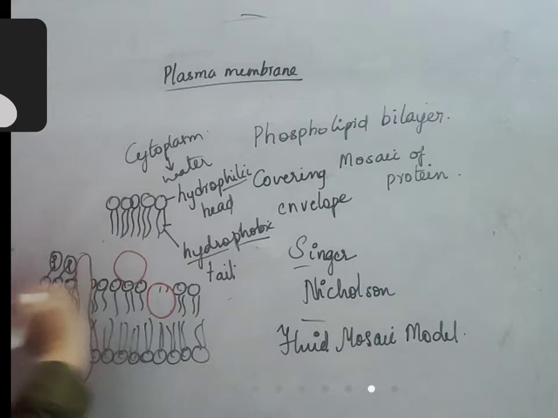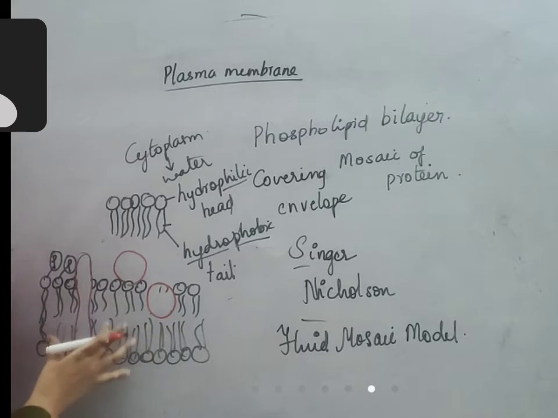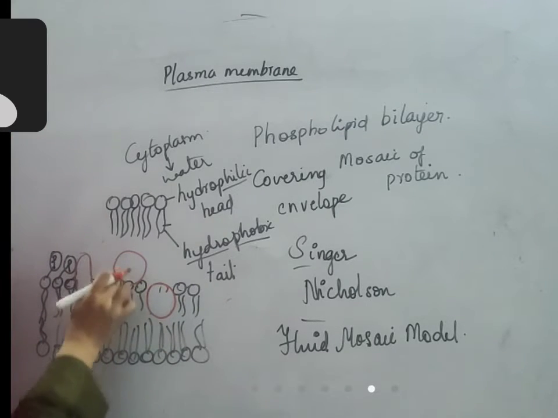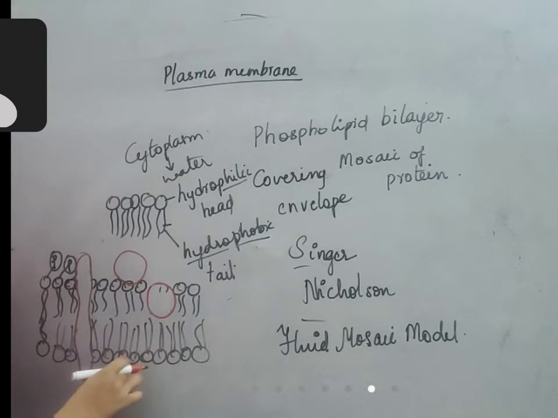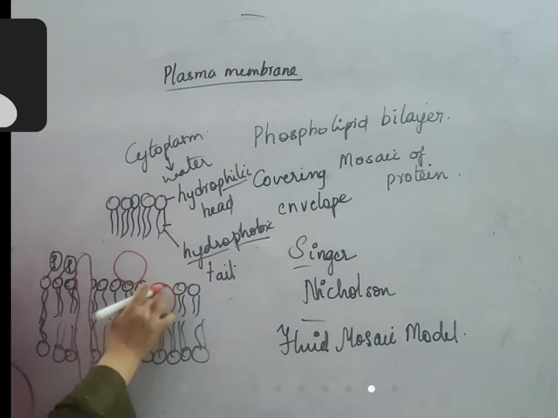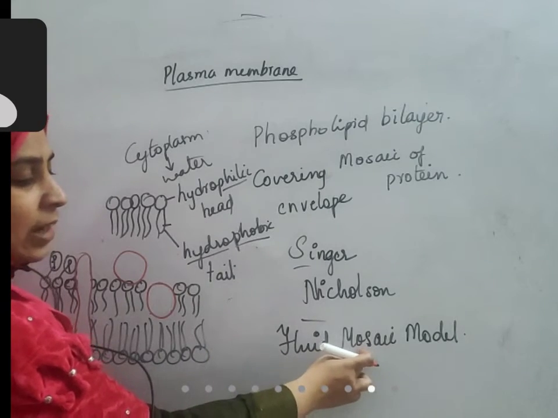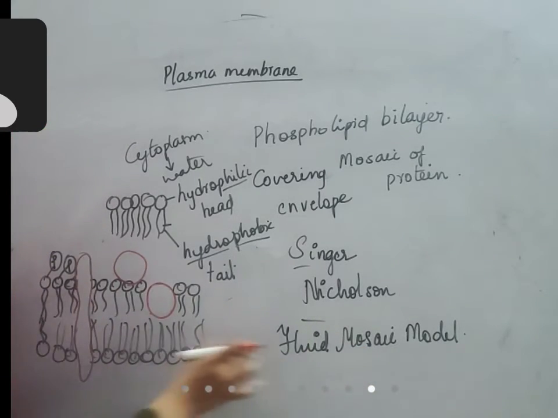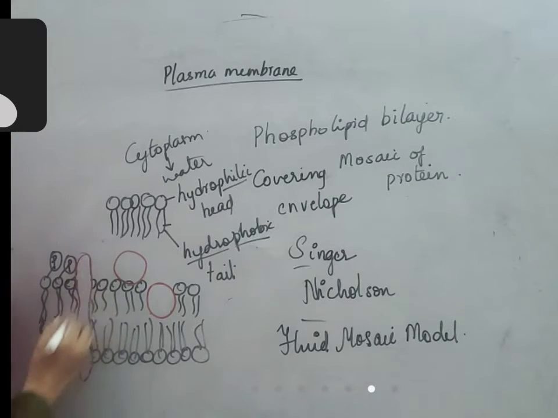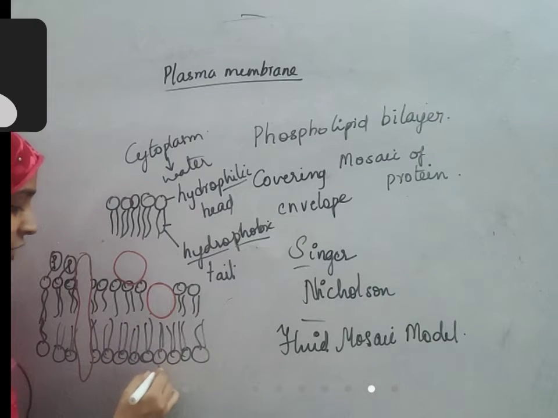These lipids are not like a wall. Actually, they are very flexible, like a fluid. A protein molecule sometimes can go inside, sometimes it can come outside. So that is why it is fluid. It gives a mosaic-like appearance because of proteins arranged here and there. That is why this is called the fluid mosaic model.